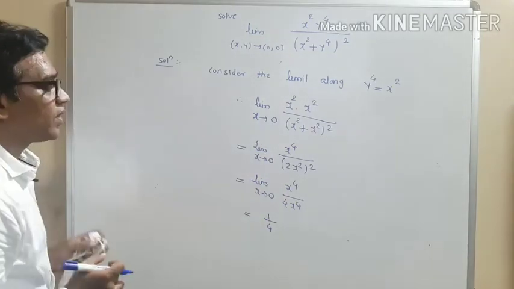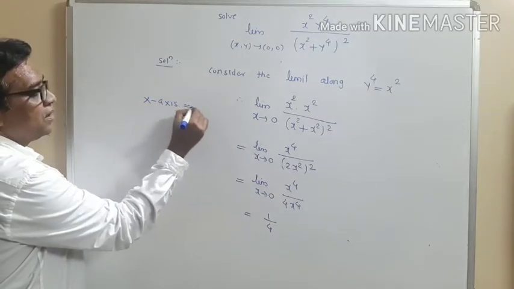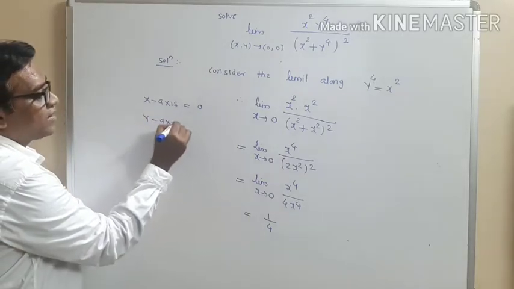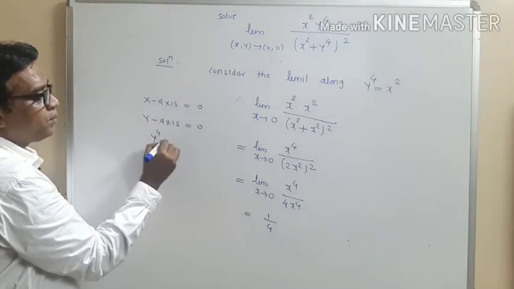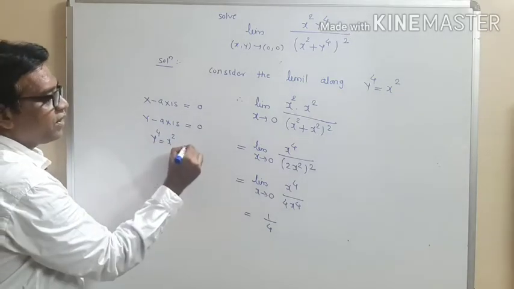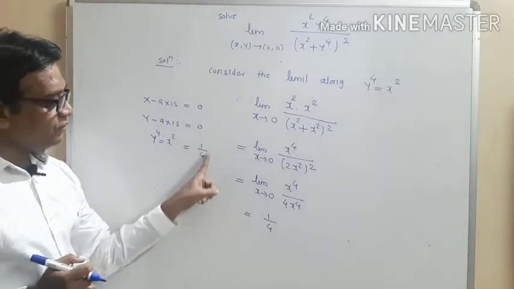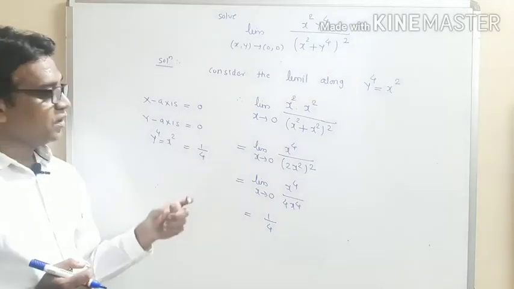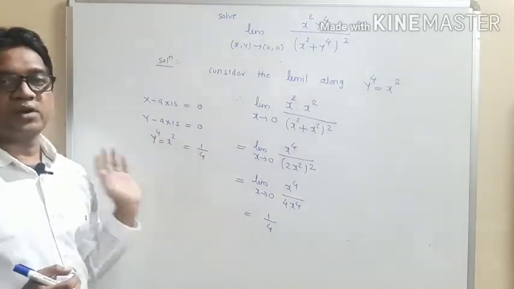So see, we have found the limit along the first path, it is 0. We have found the limit along the y-axis, it is again 0. But the limit along this third path, y raised to 4 equal to x square, is a different value, 1 by 4. So the limits are different, 0 and 1 by 4. The limits are different along two different paths, so it is called limit does not exist.